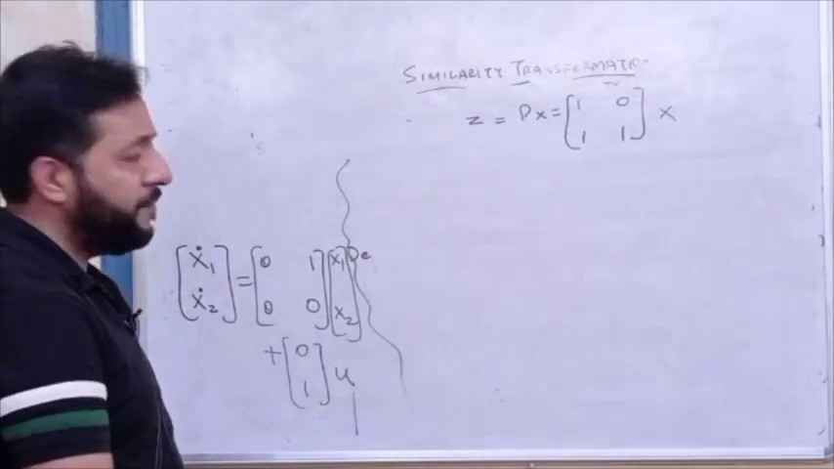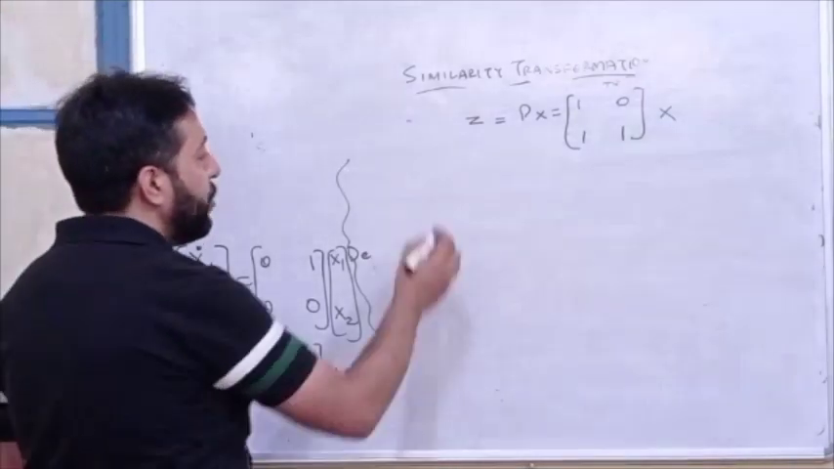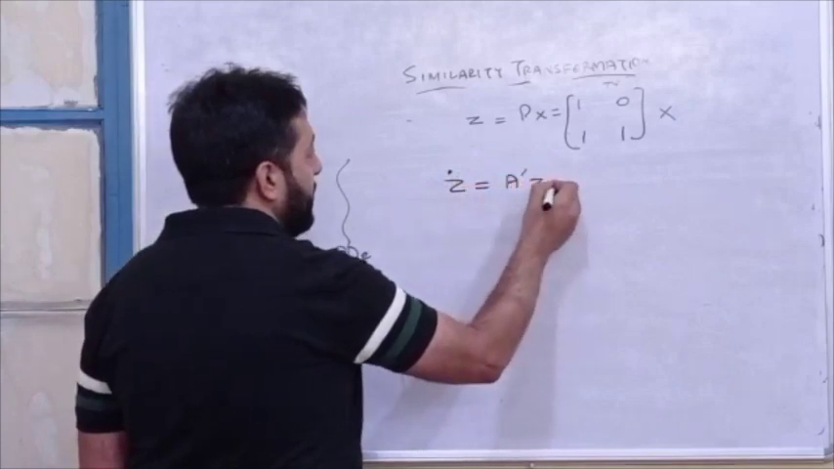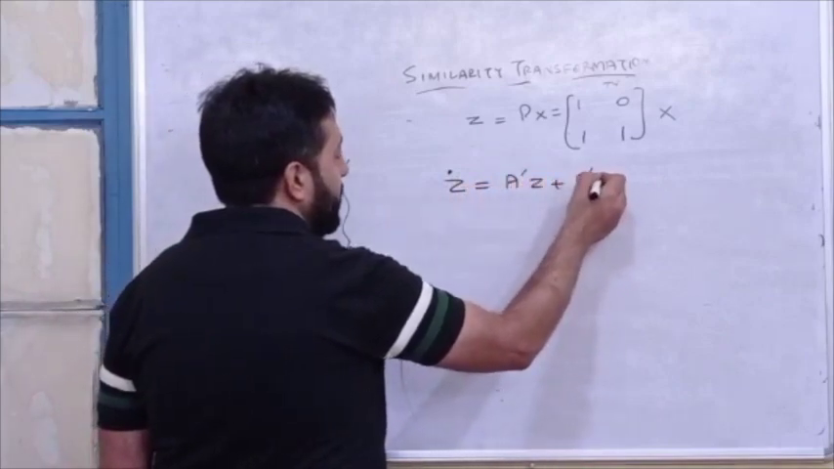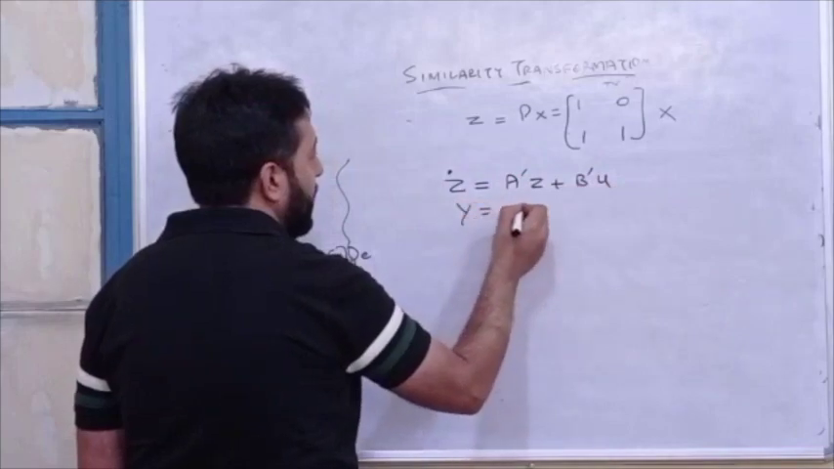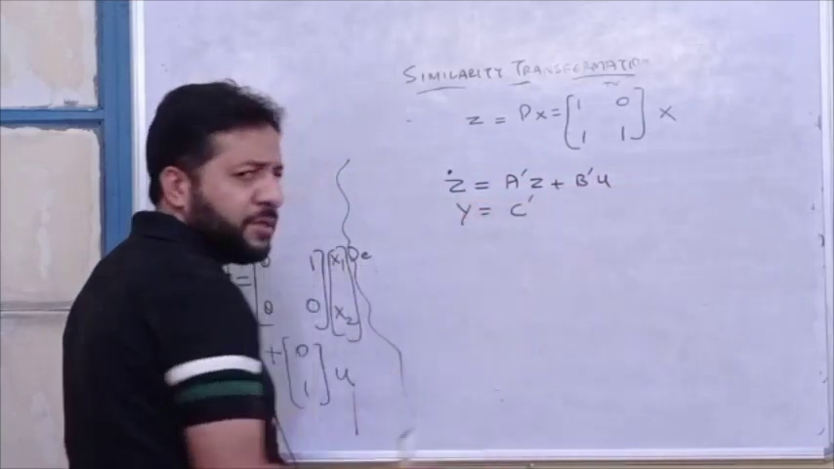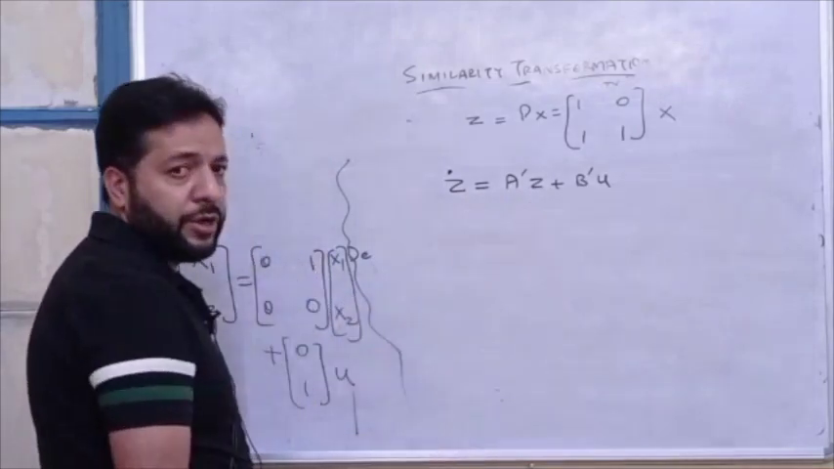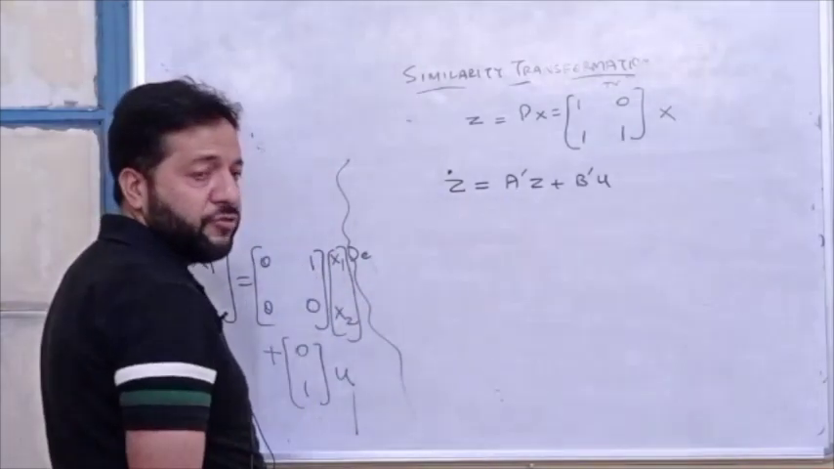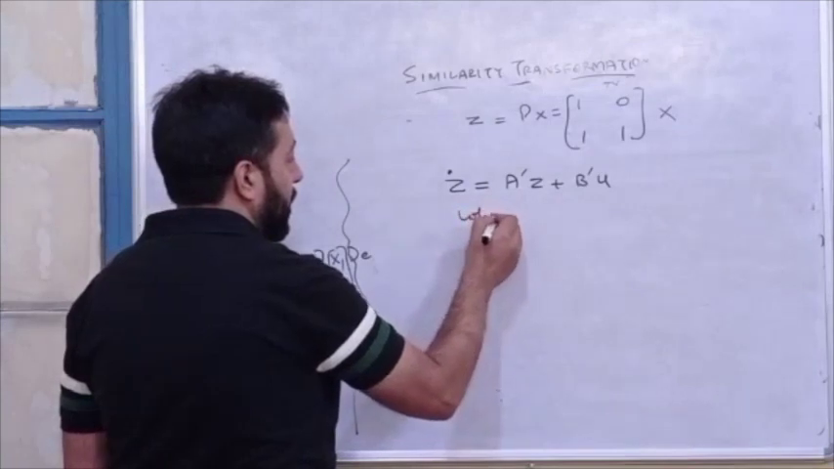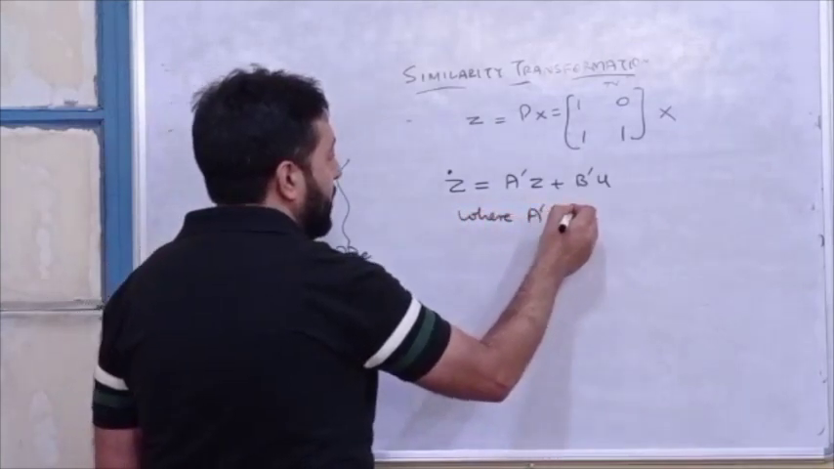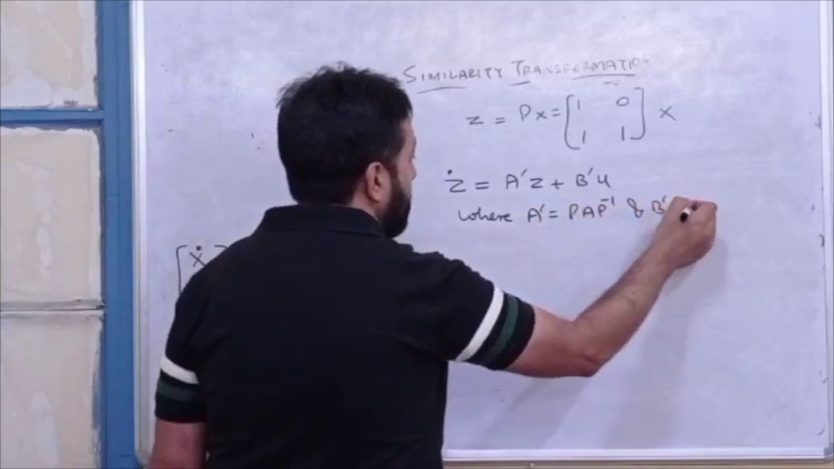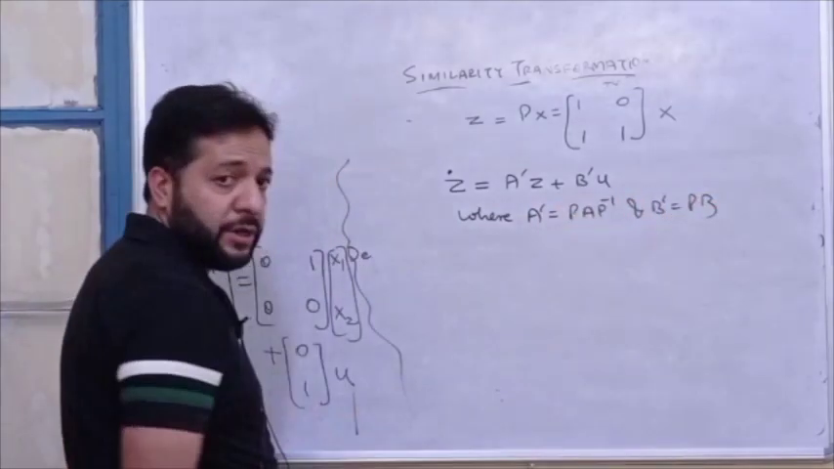So once I define the similarity transformation, what will I get the new model as? Z dot equal to A dash z plus B dash u, y equal to C dash. Y तो है नहीं मेरे पास अभी, है ना? अभी आउटपुट के बारे में कुछ नहीं कह रहा है. z dot equal to A dash z plus B dash u, where A dash is equal to PAP inverse and B dash is equal to PB. So let's obtain these matrices then.